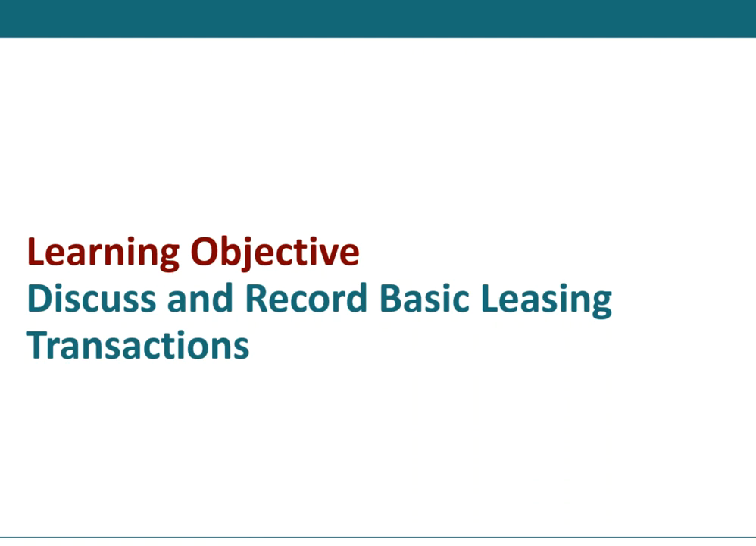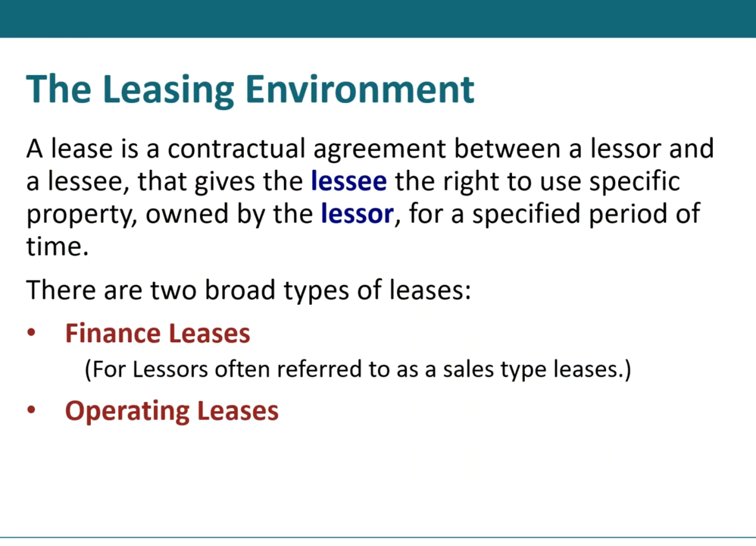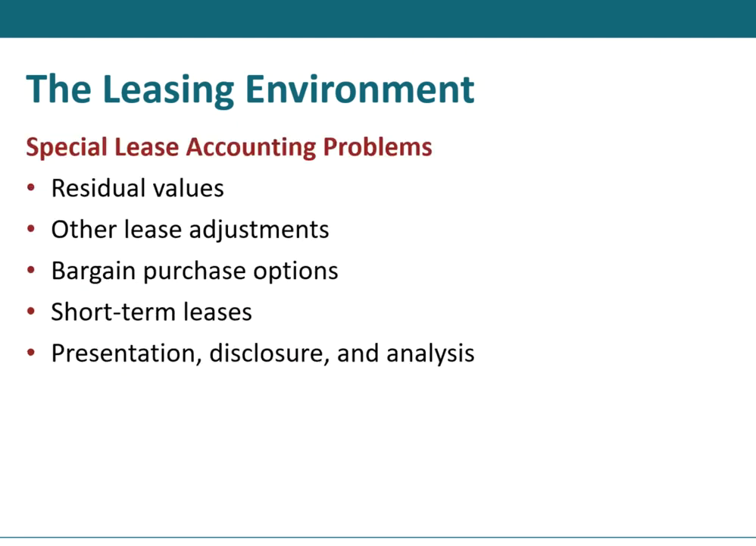In this video, we're going to discuss and record basic leasing transactions. A lease is a contractual agreement between a lessor and a lessee that gives the lessee the right to use specific property owned by the lessor for a specified period of time. There are two broad types of leases: financing leases and operating leases. For lessors, financing leases are often referred to as sales-type leases.